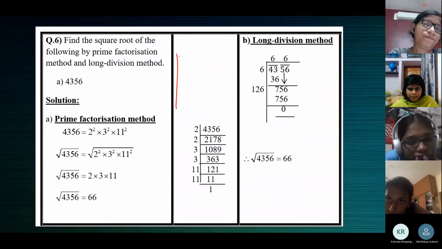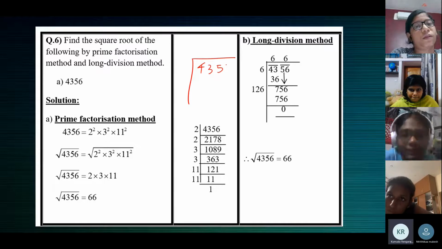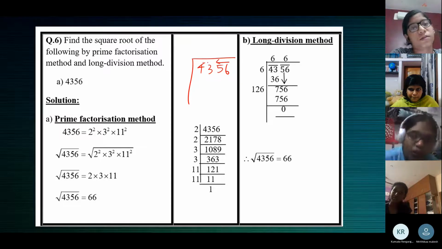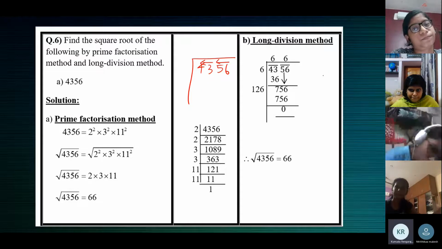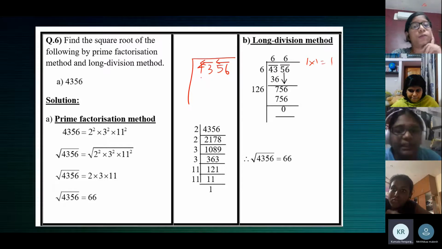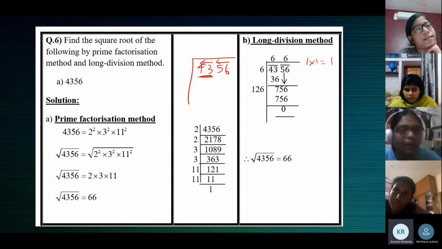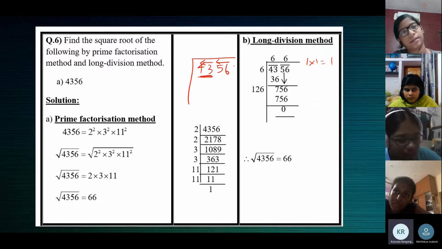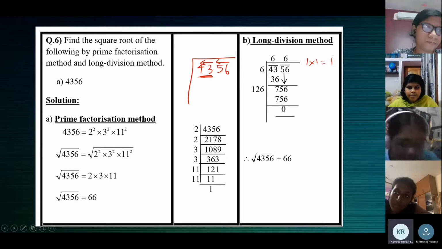So 4, 3, 5, 6. Now you'll have to use the square numbers. You cannot use the regular tables. 1 into 1 is 1. You need to get the number 43 or a number just less than 43. You must try to find the square number which is equal to 43 or just less than 43.